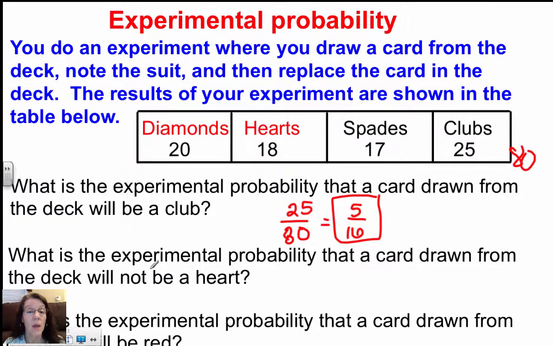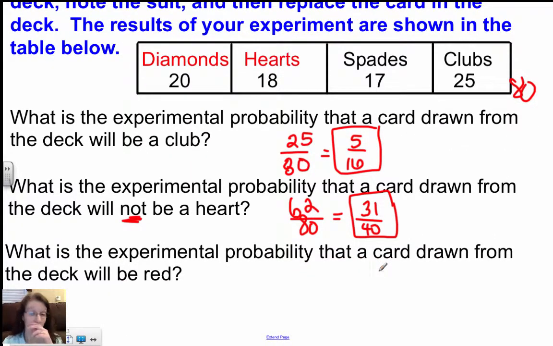Okay? What is the experimental probability that a card drawn from the deck will not, keyword there, be a heart? You try that one. Pause it while you're trying it. Come back to it. All right. So again, we know that there are 80 possible options, not a heart. 18 of those were hearts. So how many were not hearts? 80 minus 18, which would be 62. We have a 62 out of 80 chance, which if we simplify both of those, that would be a 31 in 40 chance that a card drawn from the deck was not a heart.